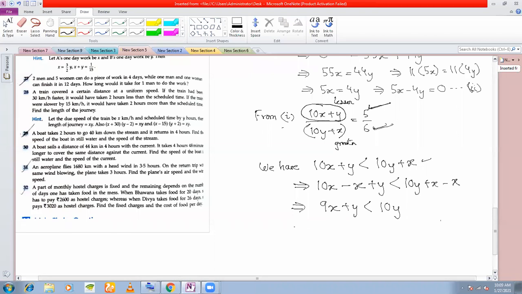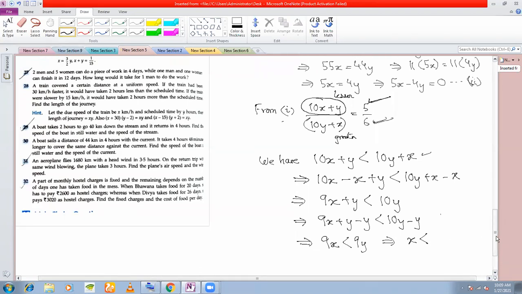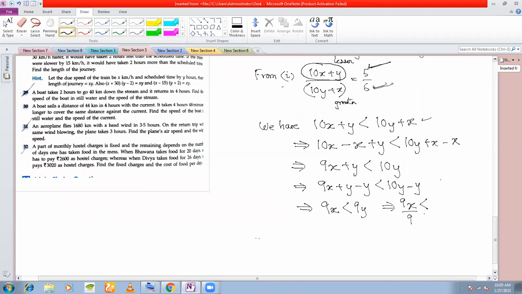Now in order to remove y, we subtract y from both sides. 9x plus y minus y is less than 10y minus y. We get 9x is less than 9y. That means, dividing both sides by 9, 9x divided by 9 is less than 9y divided by 9. So x must be less than y. Because we are dividing by a positive number, 9, the sign of the inequality did not change. So we're getting x is less than y, right?